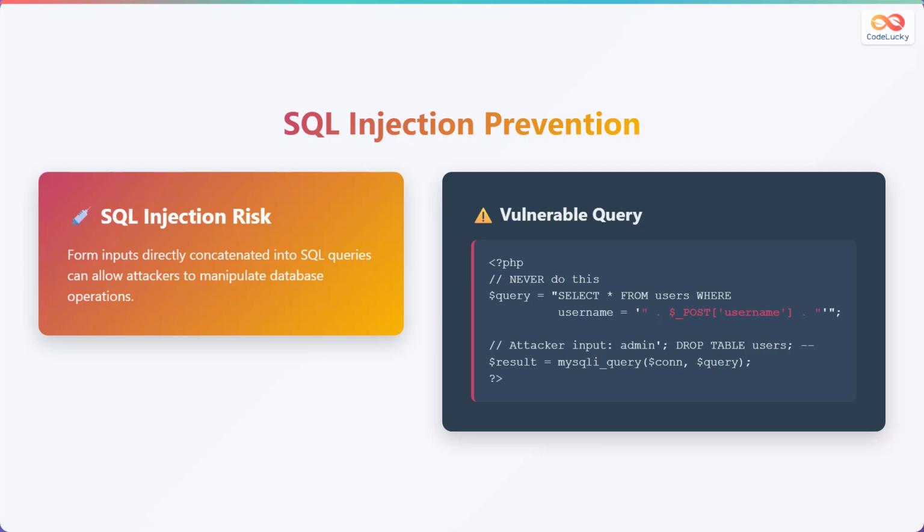Let's talk about SQL Injection Prevention. Form inputs that are directly concatenated into SQL queries can allow attackers to manipulate database operations. Here is an example of a vulnerable query. Never directly insert user-provided input into the database query. For example, an attacker could input admin, drop table users, and double dash. This could allow the attacker to delete the whole users table.